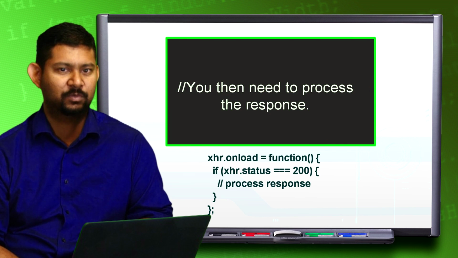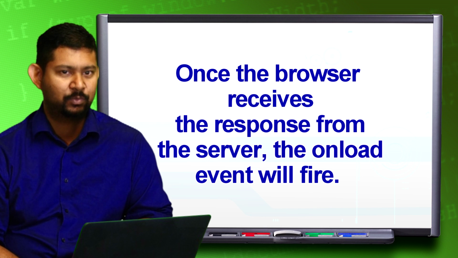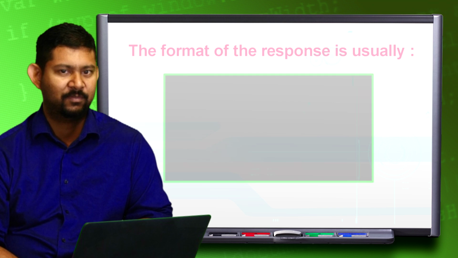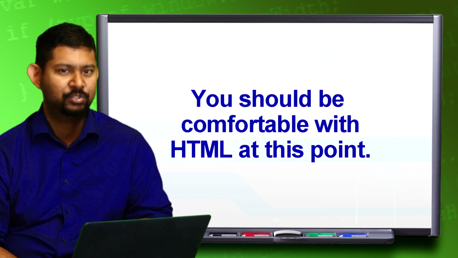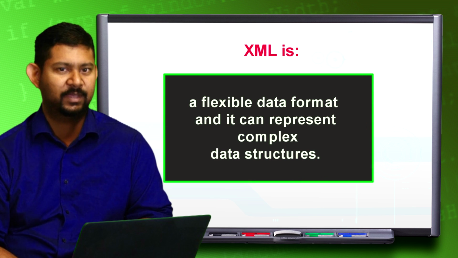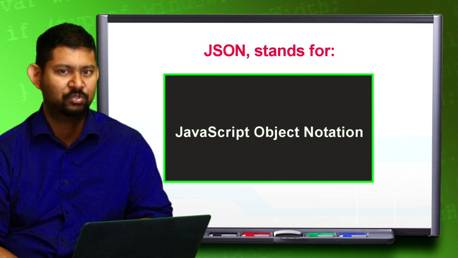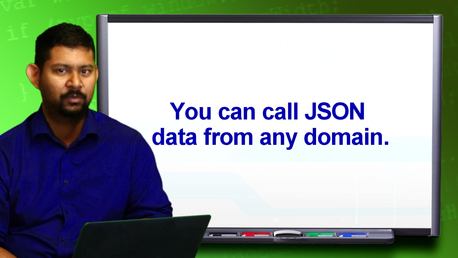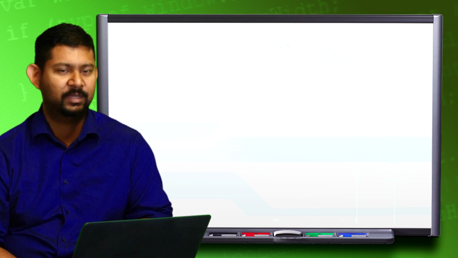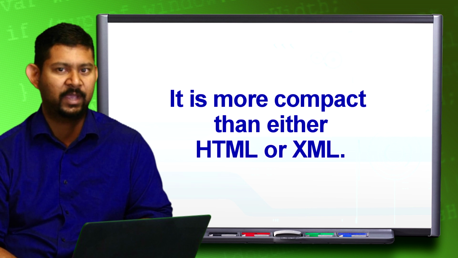You then need to process the response. Once the browser receives a response from the server, the onload event will fire. The format of the response is usually HTML, XML, or JSON. You should be comfortable with HTML at this point. XML is a flexible data format and it can represent complex data structures. JSON stands for JavaScript Object Notation. It uses a syntax that is similar to object literal notation to represent data. You can call JSON data from any domain. It is more compact than either HTML or XML.